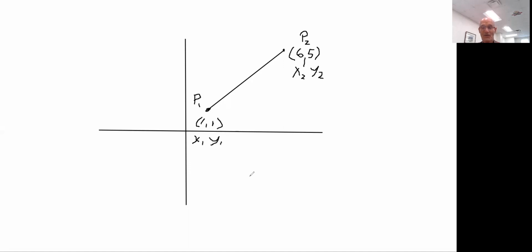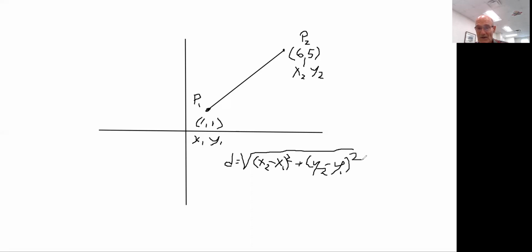Okay, now the distance formula in 2 dimensions says d equals the square root of, so I got a square root here, of x2 minus x1, squared, plus y2 minus y1, squared.